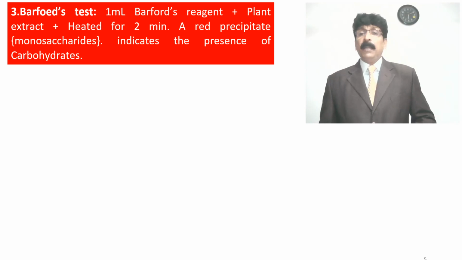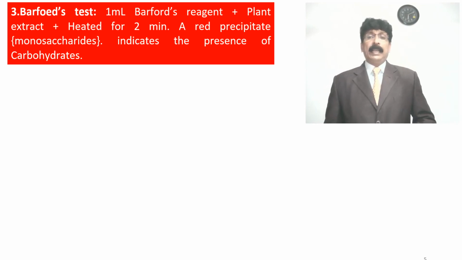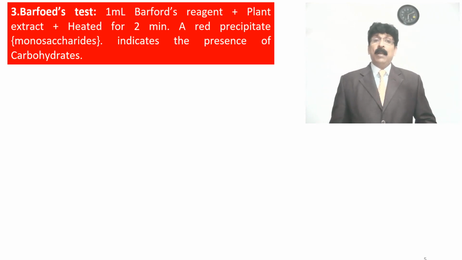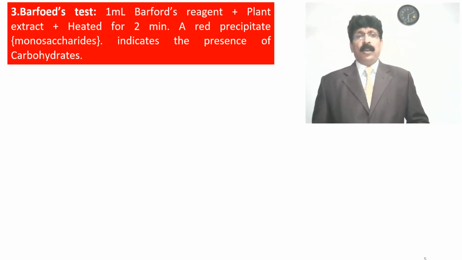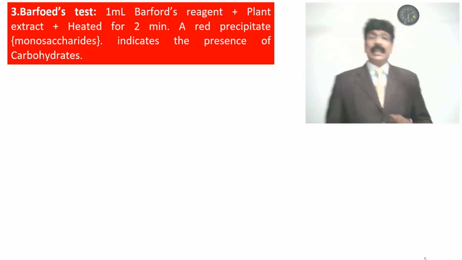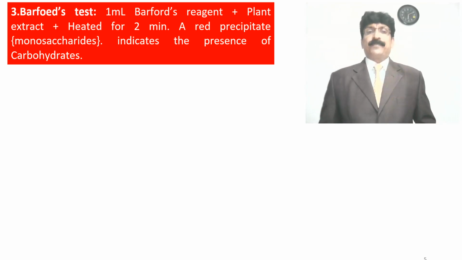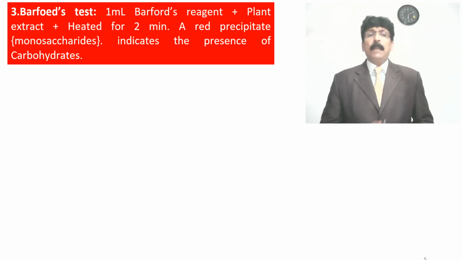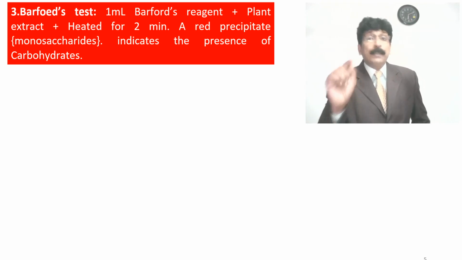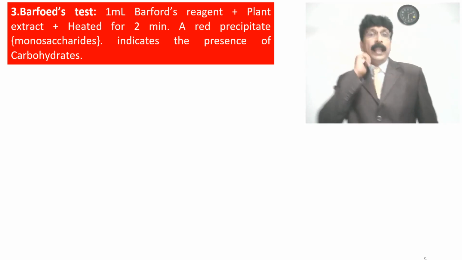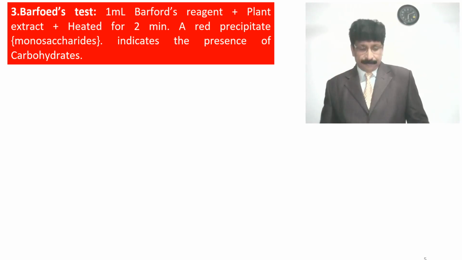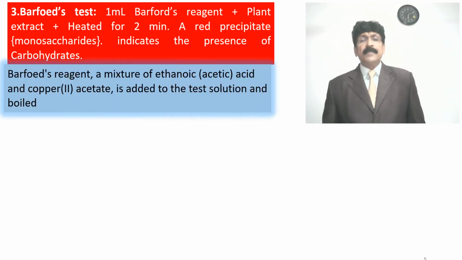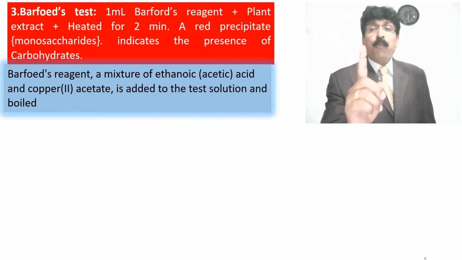Number 3 chemical test for carbohydrate is Barfoed's test. 1 ml of Barfoed's reagent plus plant extract heated for 2 minutes. A red precipitate due to the presence of monosaccharide indicates the presence of carbohydrate, and it's a red precipitate. So you can see this. You should know what is Barfoed's reagent.